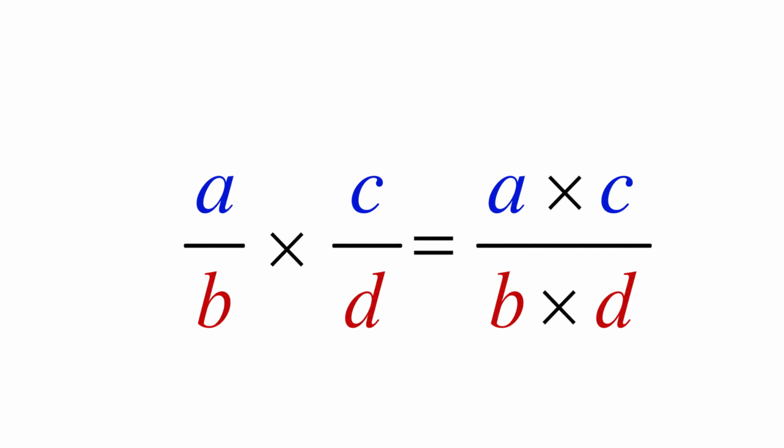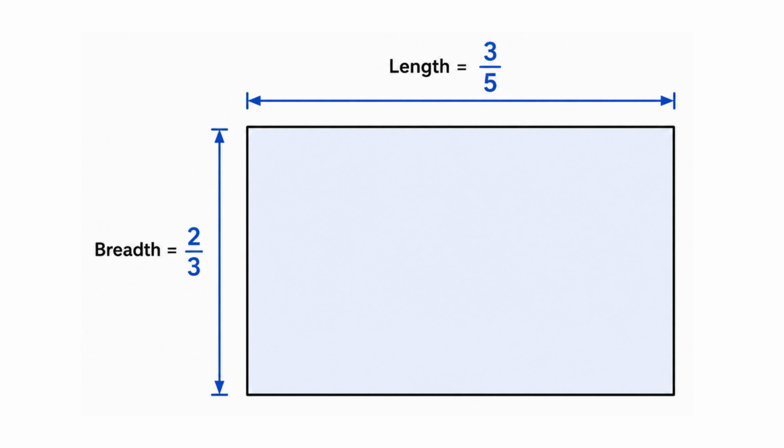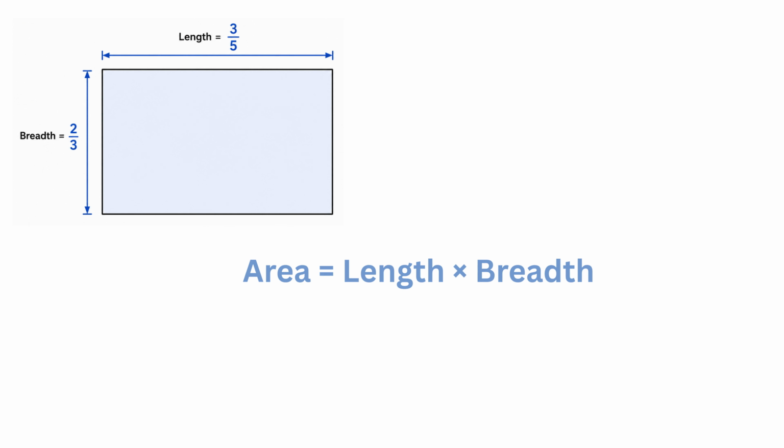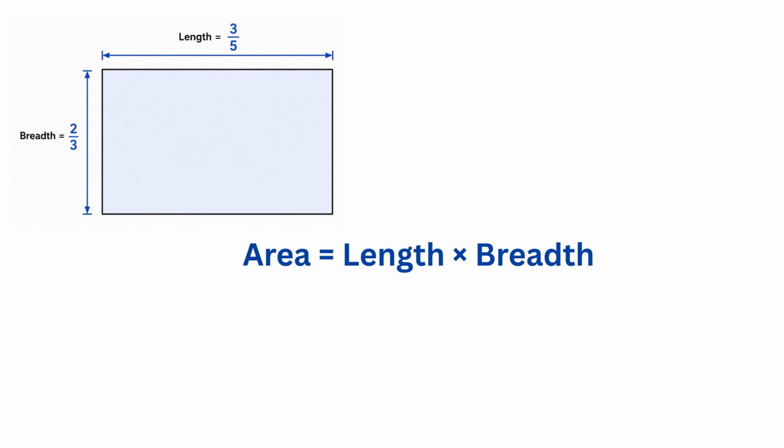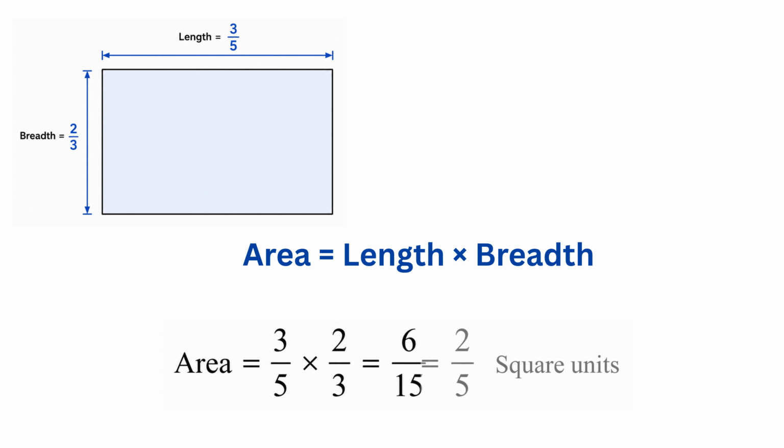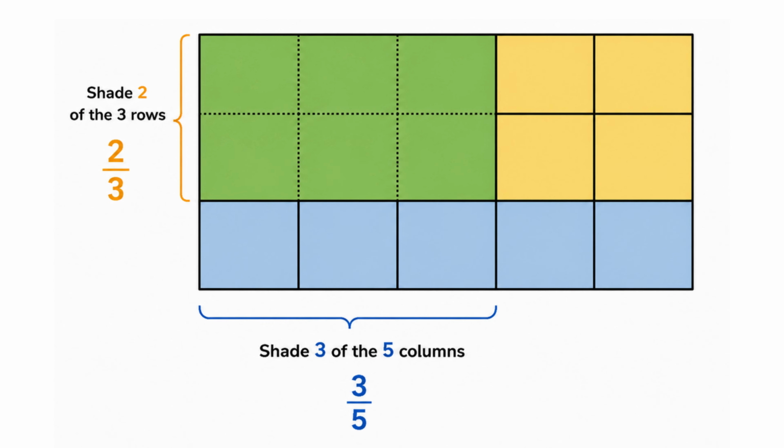This idea becomes even more meaningful when connected to geometry. Consider a rectangle whose length and breadth are fractions. The area of that rectangle is found by multiplying its side lengths. The area of a rectangle with fractional side lengths is equal to the product of its sides, allowing us to see fraction multiplication as a geometric idea, rather than merely a numerical rule.